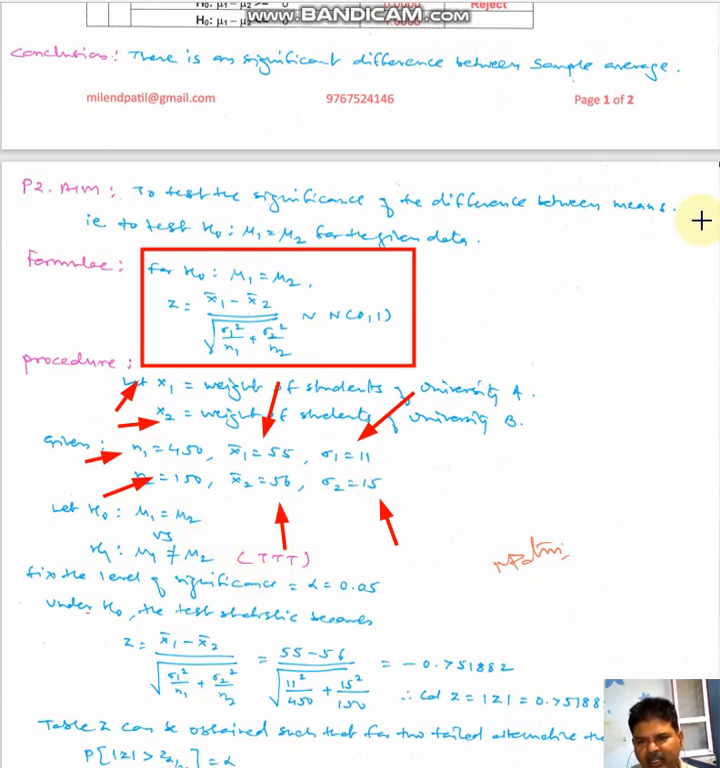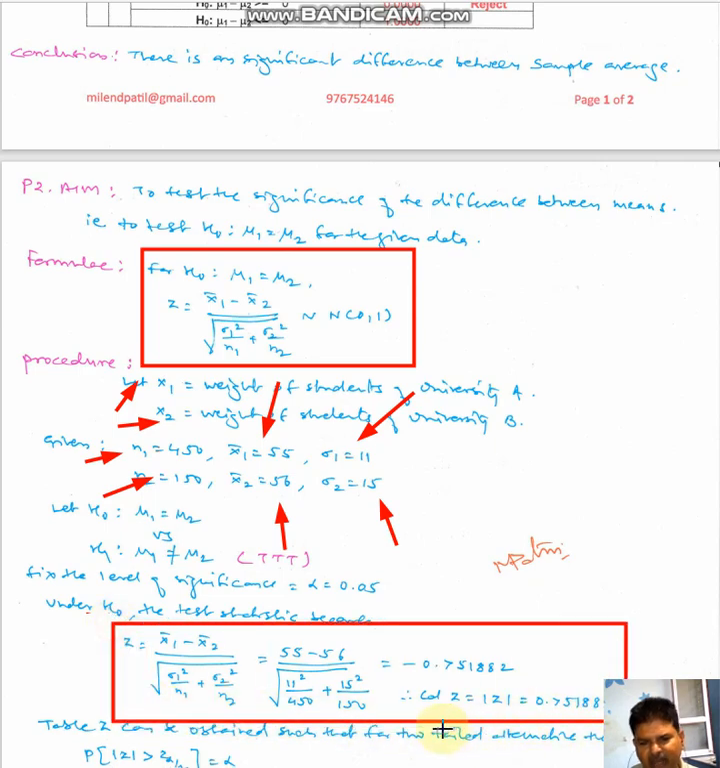So all these values are given. What we have to do here is put all these values in this formula. Since X bar 1 is 55, X bar 2 is 56, sigma 1 square and sigma 2 square, N1 and N2 are given, we put all these values, and finally we are getting the value of Z as minus 0.7518. So what is the calculated value of Z? The calculated value of Z in this case is 0.75.